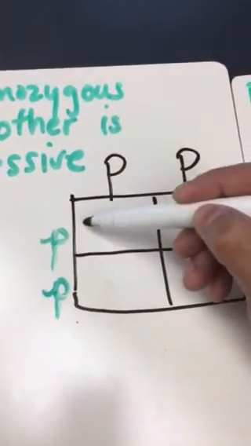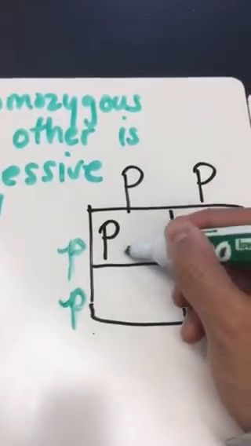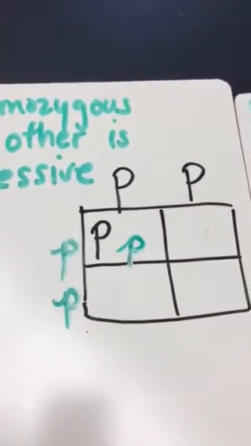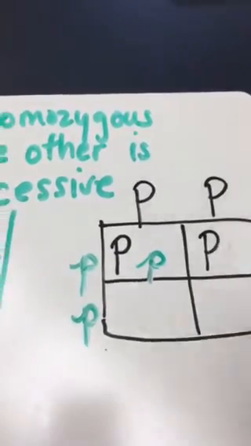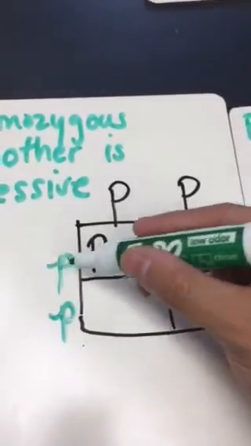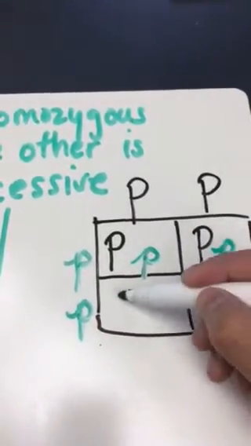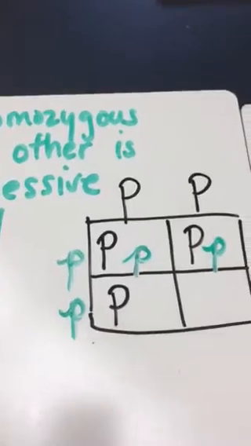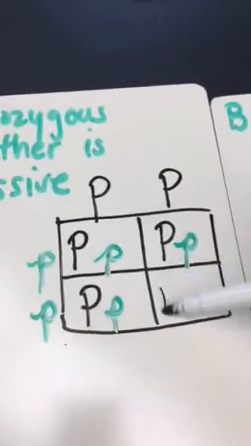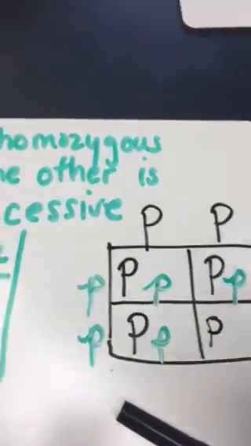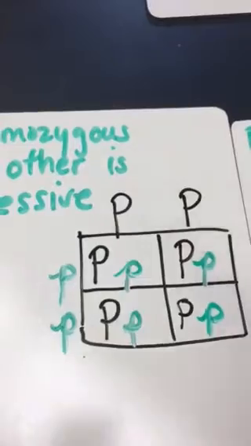So one parent is giving a capital allele, okay? The other parent's giving the lowercase. The parent's giving the capital, okay? So you always write down what's on the outsides, the top or the left side, okay? And you could start to see that each box is the same, okay? This brings down the capital, and this one is the lowercase, okay?